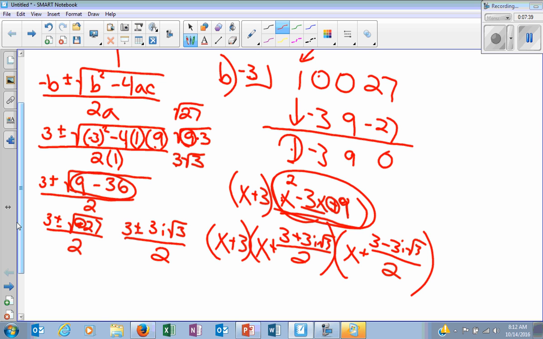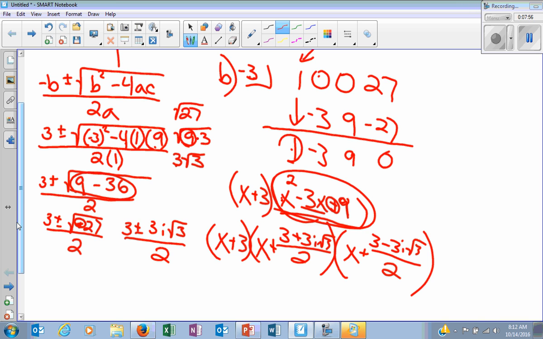Why did the i's come out, Flo? Negative under what? Square root. Any time from now on that we have negative under square root, that's going to pop out. Does that make sense? That would be completely factoring in.